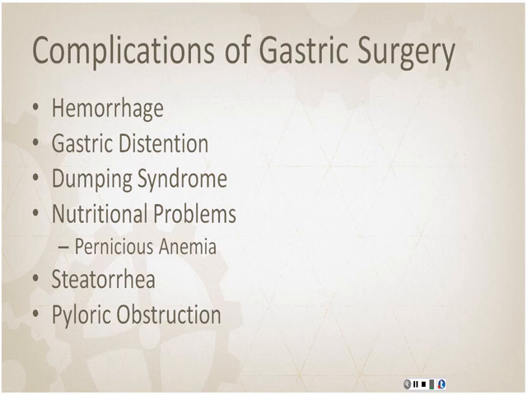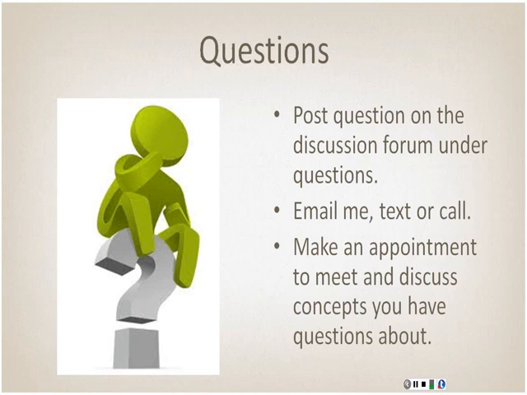So complications of gastric surgery can include bleeding or hemorrhage, gastric distension, and here we can put in an NG tube to help with decompression and also help with pain. Dumping syndrome can happen, and this is from rapid entry of food into the jejunum. They can have nutritional problems like pernicious anemia because now they have no intrinsic factor that is produced there in the stomach, or a reduced intrinsic factor depending on the surgery that they've had.